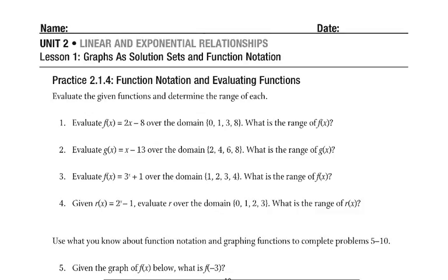Math 1, practice 2.1.4, function notation and evaluating functions. So let's take a look at these guys. Remember a few things we're talking about here. The first is function notation.